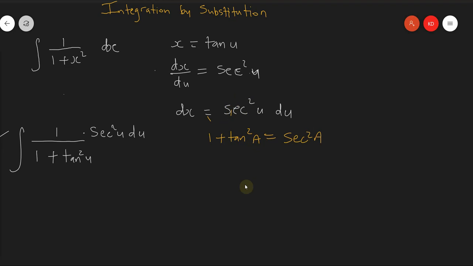Now we'll just apply this identity to this problem. So our denominator would become sec squared u here, based on the identity. Good. Now sec squared u divided by sec squared u, that's simply 1.